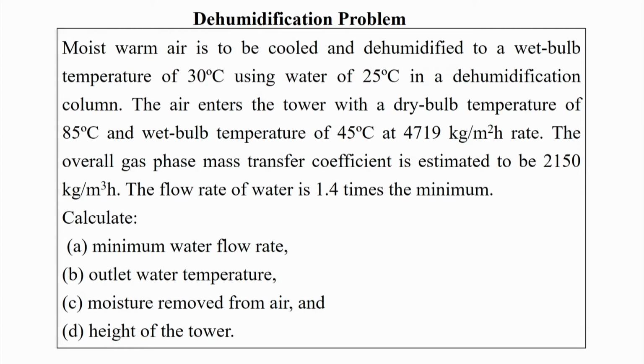Now we have to calculate the minimum water flow rate, the outlet water temperature which will be coming out from the tower, the moisture removed from air during this process, and the height of this tower. So we need to design one dehumidification column. The process is almost similar, with some changes which we will discuss step by step.